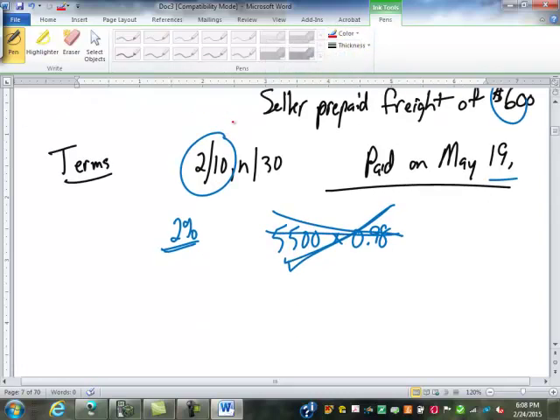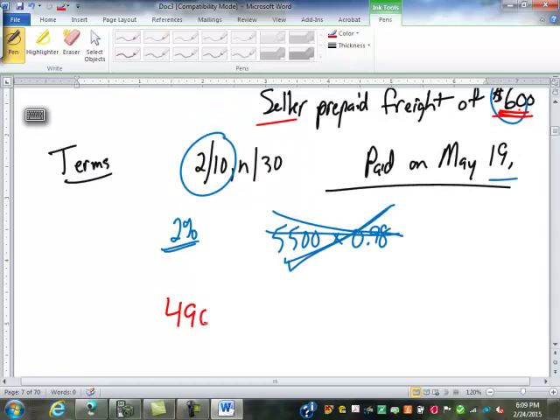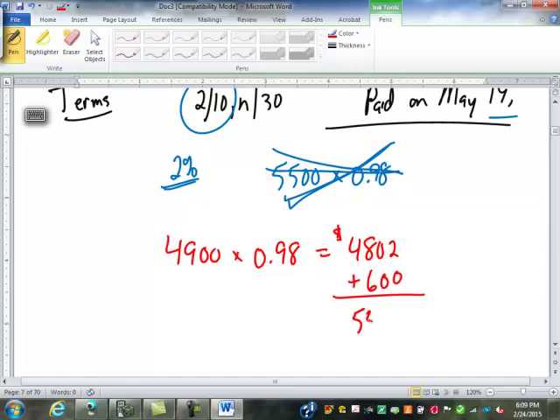No. Yeah, the buyer paid $600 for freight. You need to reimburse them that full amount. There is never a discount on freight. The discount only applies to merchandise. So we take the 4,900 times what percent? 0.98, which is going to give us what, 4,802, I believe. And then to that, we still have to add back in the freight of $600. So $5,402 is what needs to be paid on May 19th.